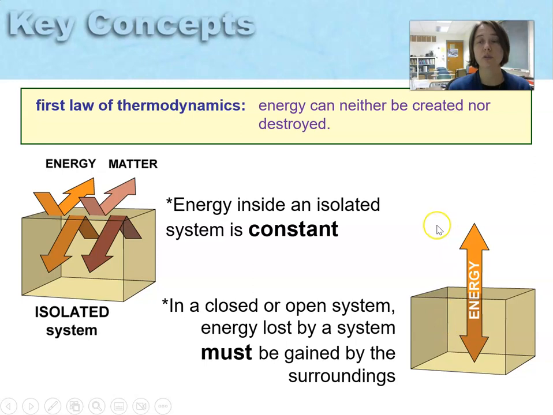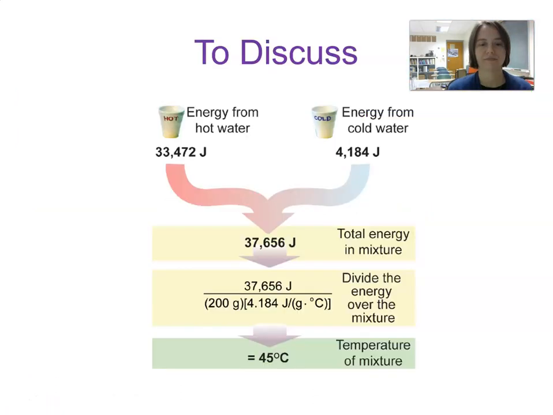So you can't ever lose energy. Whatever one thing loses, something else gains. So if the system loses energy, that means the surroundings gained that amount of energy.